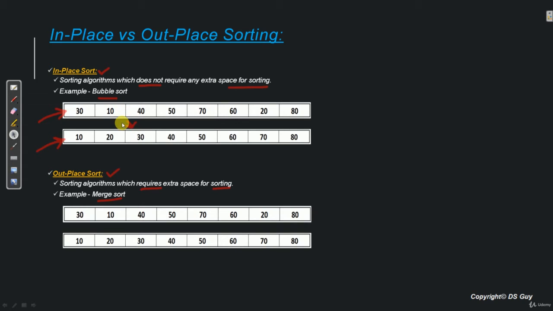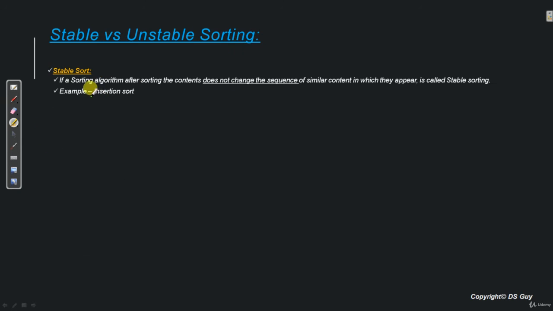Now let's see the other category of sorting, that is stable sort. If a given sorting algorithm, after sorting the content, does not change the sequence of similar content, then we call that sorting technique stable sorting. Now what do we mean by that? Let's see with a simple example.